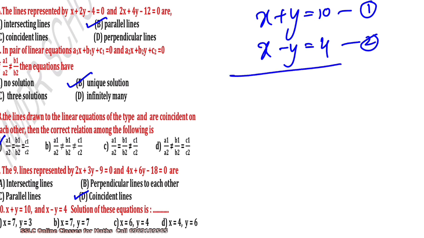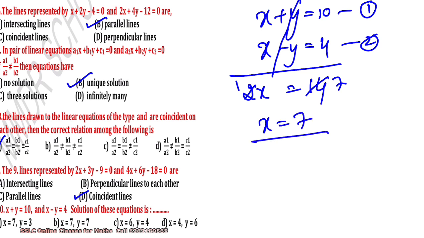Solve this. So while changing the sign, we have to see whether the signs are same. But here y has a different sign. It means we can eliminate y directly. There is no need to change the signs. So directly we can eliminate y here. X plus x is 2x equal to 10 plus 4 is 14. 2 ones are 2, 2 sevens are 14, x equal to 7. Right?